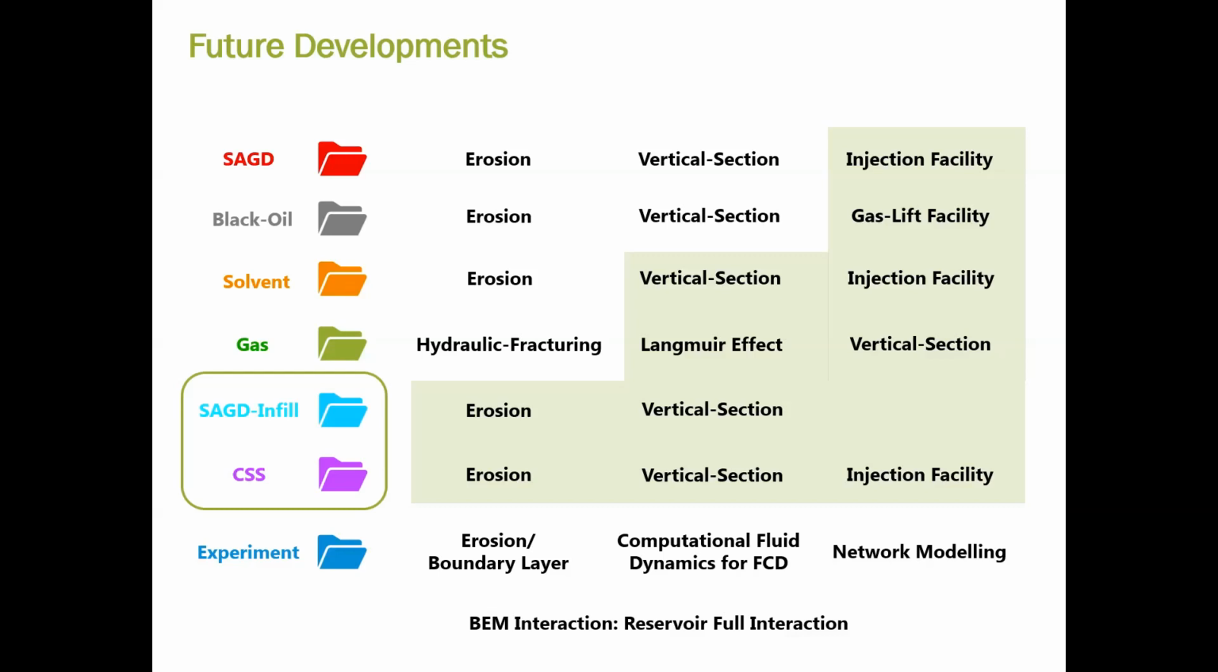At last, we just want to go through the overview of the future version. In the future version, we will have the vertical section combined with the horizontal section in the solvent. We will have the vertical section on the gas reservoirs and also the long-term decline on the gas. Hopefully, we will have the SAGD infills building version 5 as well. On the experimental side, we would have the CFD modeling and network modeling for the rel perm.